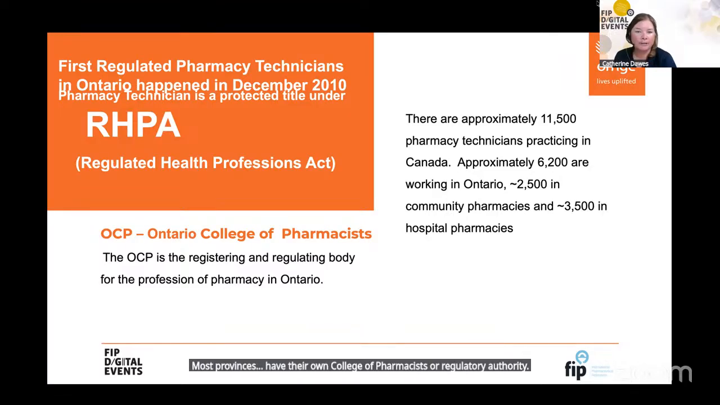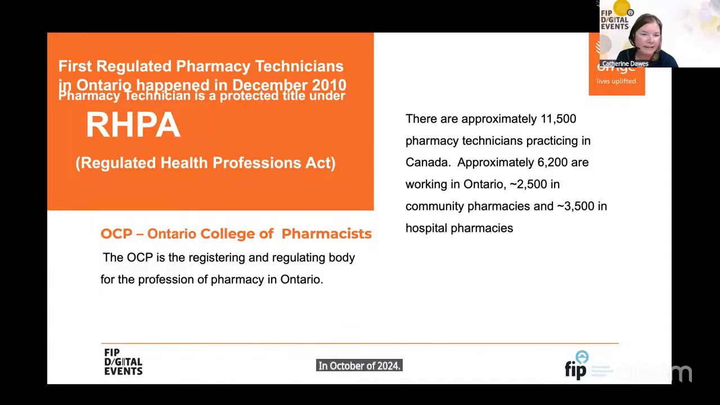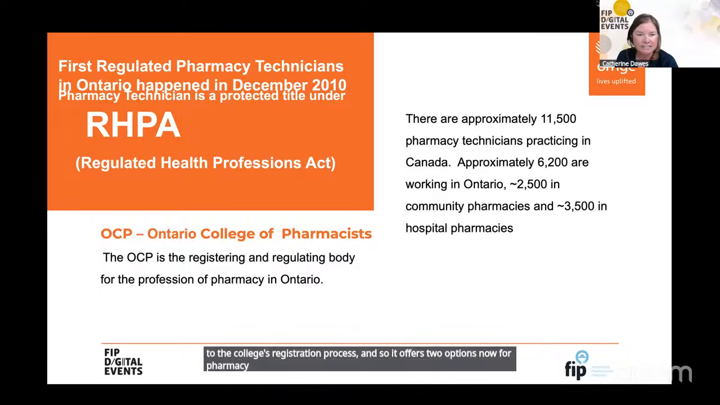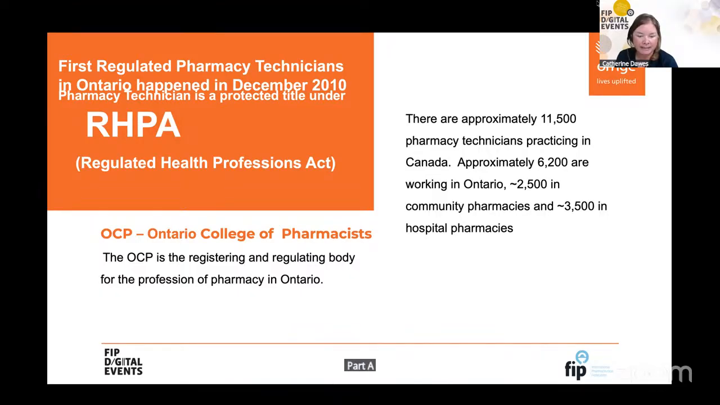In October of 2024, the Ministry of Health approved changes under the Pharmacy Act to the college's registration process. And so it offers two options now for pharmacy technicians, Part A or Part B. So Part A is for those who provide direct patient care, and Part B are for those who do not provide direct patient care. And I obviously fall under Part B. I do not provide direct patient care. That's done by our paramedics.